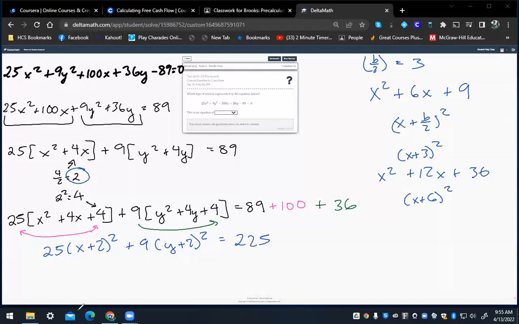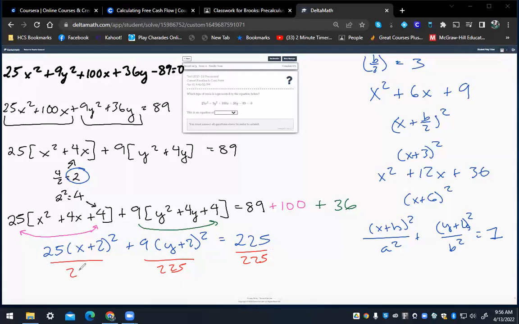Now, remember the general form of an ellipse is x plus h, you don't have to write this down, x plus h squared over a squared plus y plus k squared over b squared is equal to 1. So to get a general form in this particular situation, what do I need to divide everything by to get that 1 on the right side? Yeah, 225. I'm going to divide everything by 225. Everything. Give me that 1 on the right.